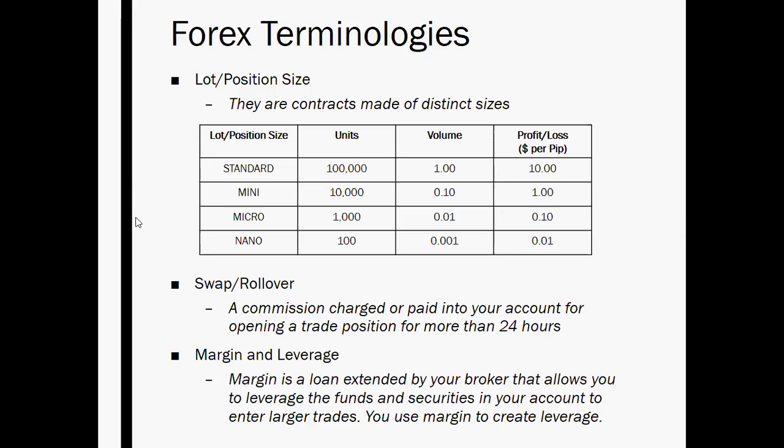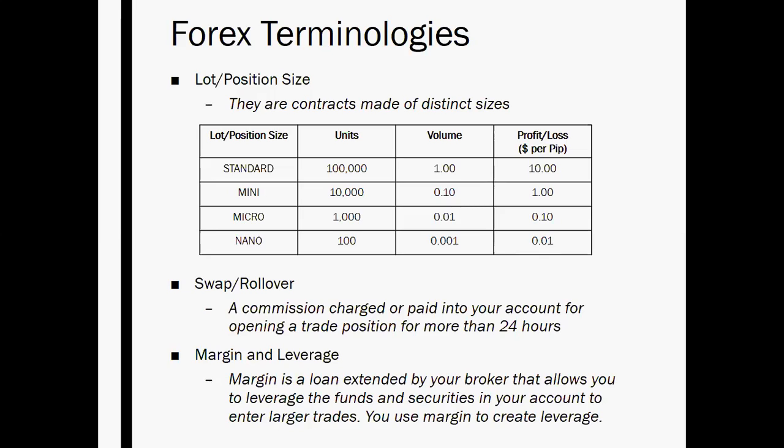All right. So after lots and position size, we move to swap and rollover. This is simply a commission charged or paid into your account for opening a trade position for more than 24 hours. If you have a running trade and it is exceeding 24 hours, you are either charged or paid a commission into your trading account. It depends on the currency pair you are trading, and it depends on the interest rate of that currency pair you are trading. So if you are holding a trade for more than 24 hours, you are either charged a commission or you are paid a commission into your trading account.